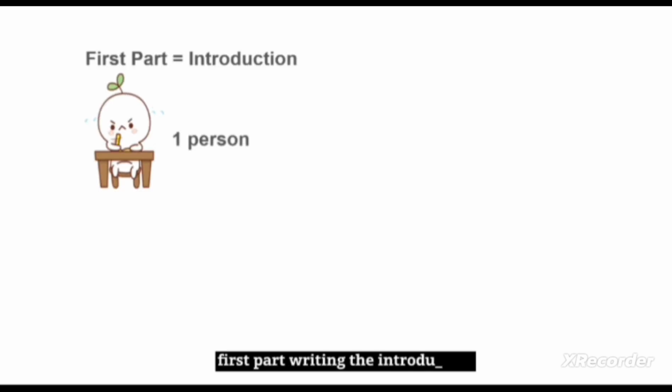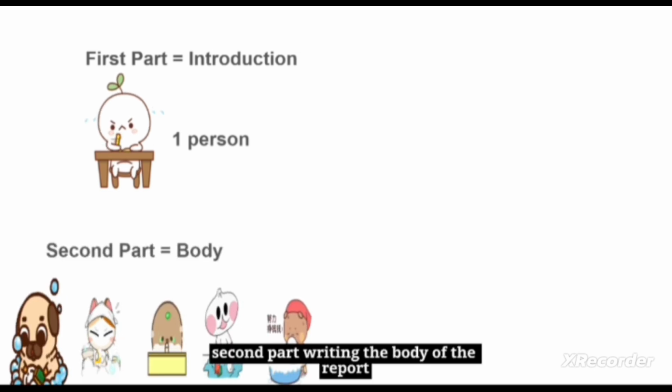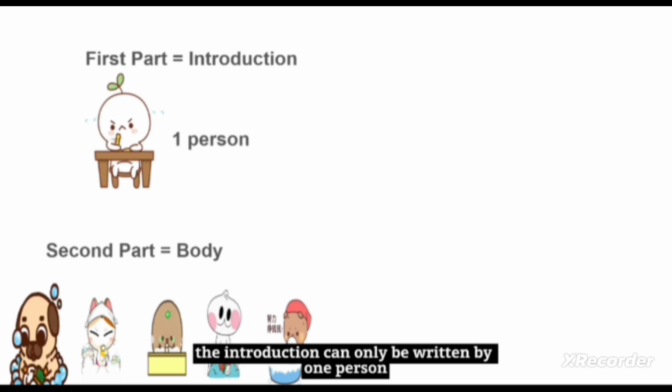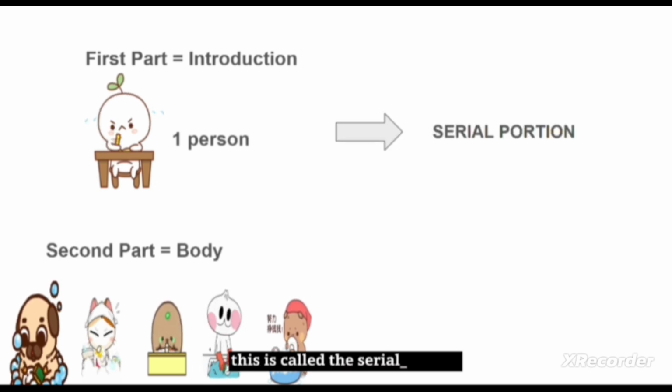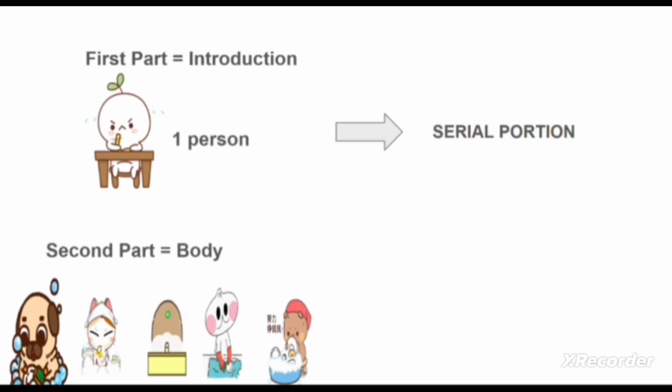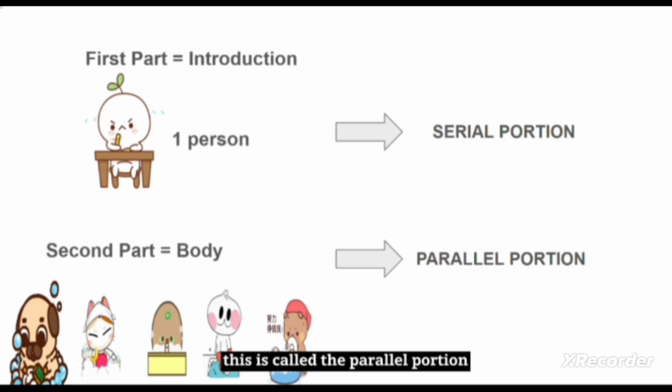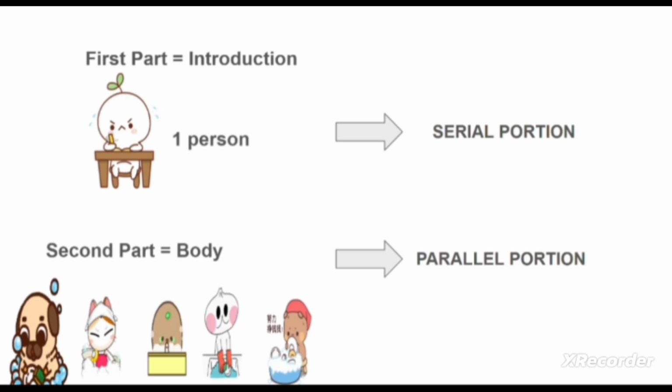Let's go back to the group project analogy. Imagine a project with two parts. First part, writing the introduction. Second part, writing the body of the report. The introduction can only be written by one person. This is called the serial portion. The body of the report can be written by many people at the same time. This is called the parallel portion.